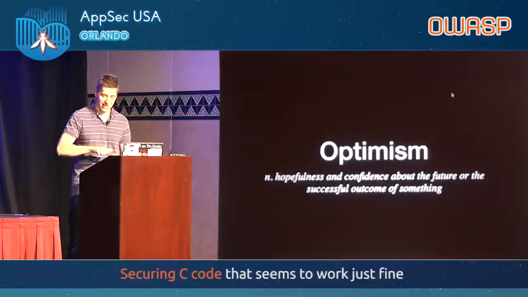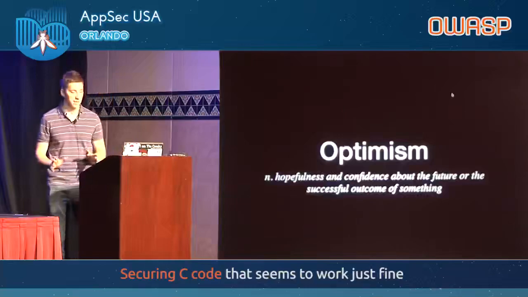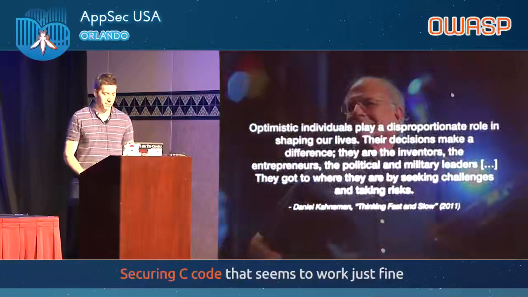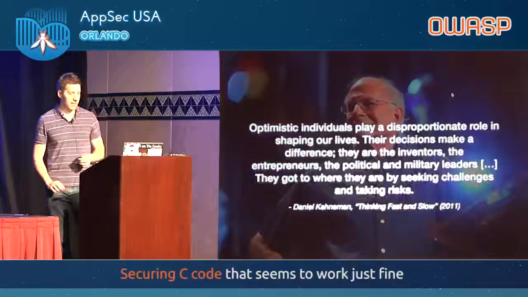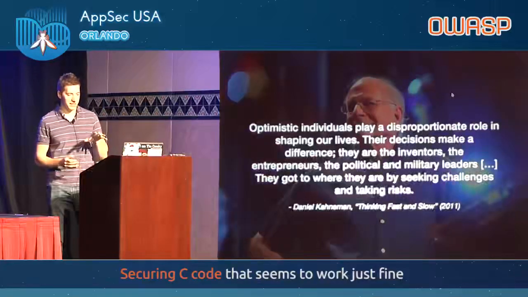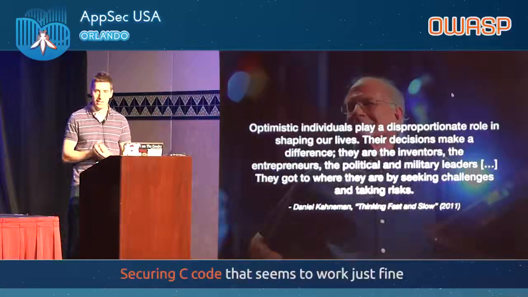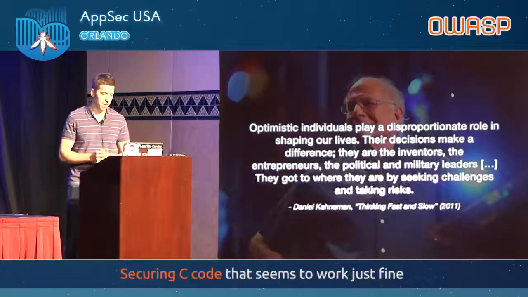And it's thanks, in large part, to this idea of optimism. The dictionary says that optimism is hopefulness and confidence about the future or successful outcome of something. The guy in the background here is Dr. Daniel Kahneman. He wrote a book back in 2011 that dealt with optimism and a whole bunch of other topics. He won the Nobel Prize for economic sciences back in the early 2000s. This is a quote from his book. I'm just going to read it.